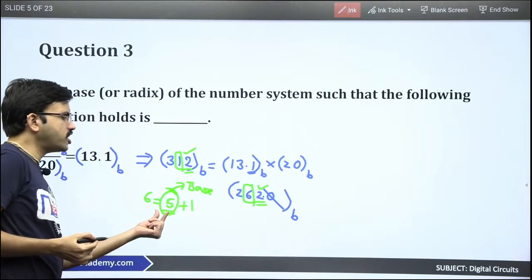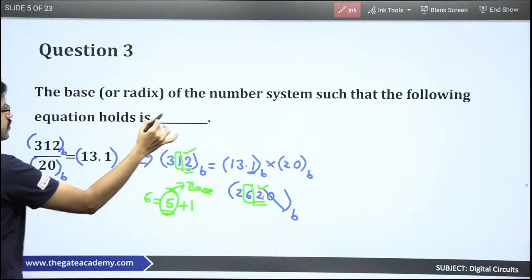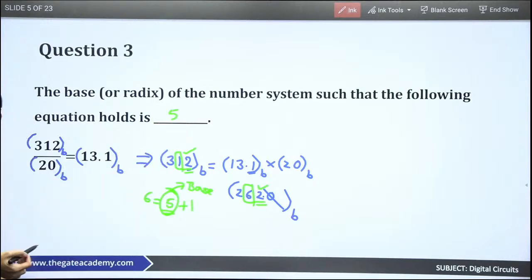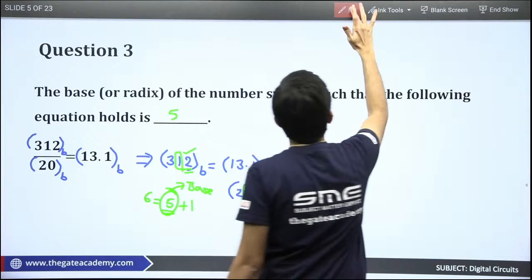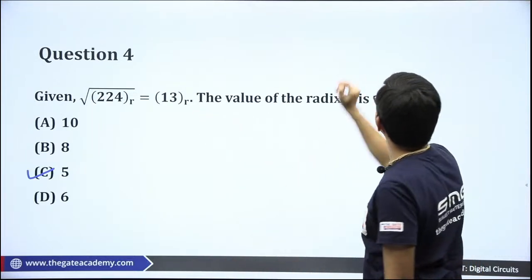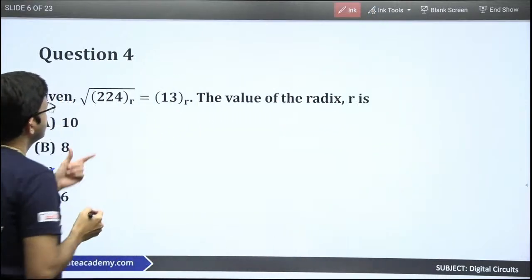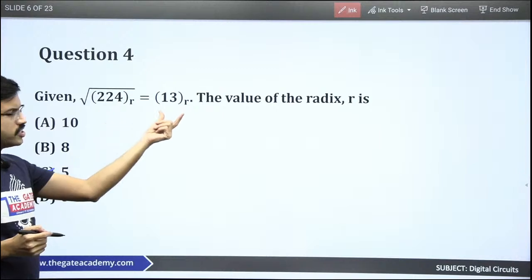By adding which number do you get the resultant value as 6? That is nothing but the base. So the answer for this question is 5. Okay, right. Now follow the same thing, the shortcut method here. Here you have the square root of this number equal to this one.